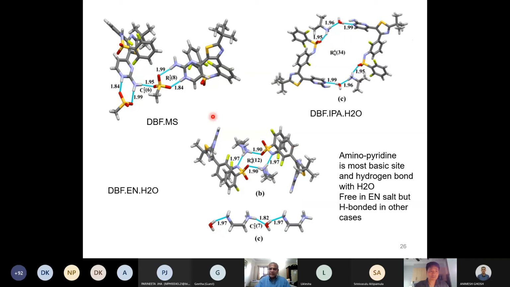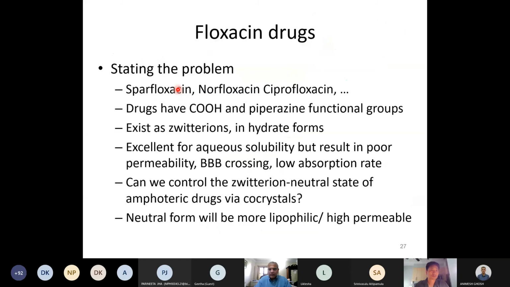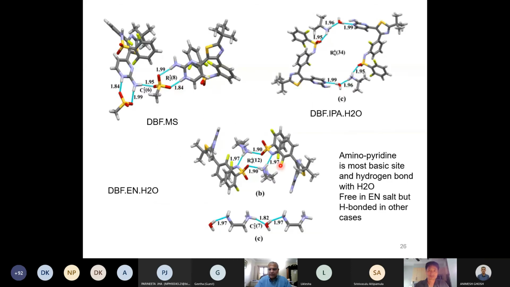And so the essential difference between the mesylate salt, which is our reference comparison, which is the hydrogen bonding between the aminopyridine and the sulfonate group, and on this side the ethylene diamine and the sulfonamide group, we try to now explain why the ethylene diamine salt is superior to that of the mesylate salt. And our explanation is that there are two explanations.